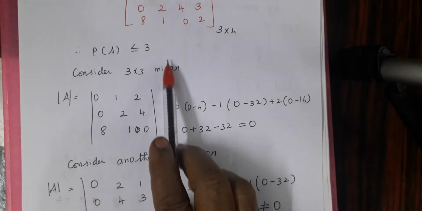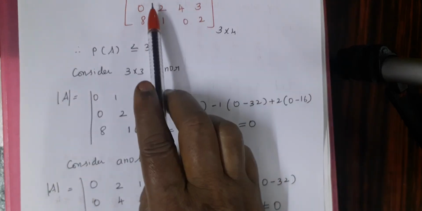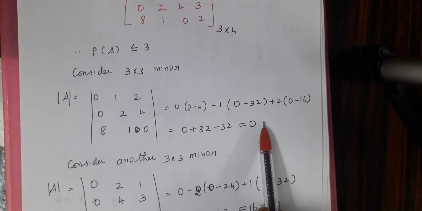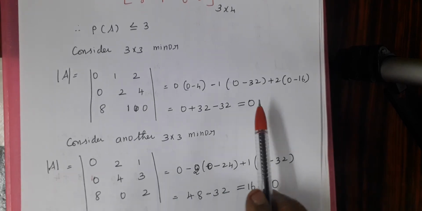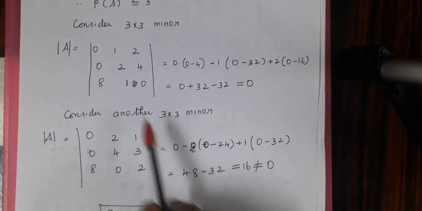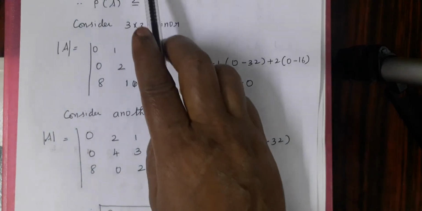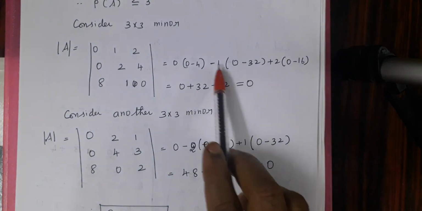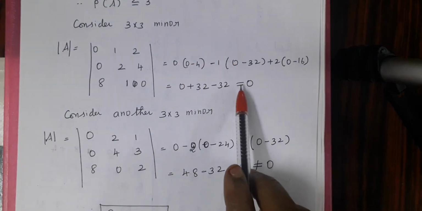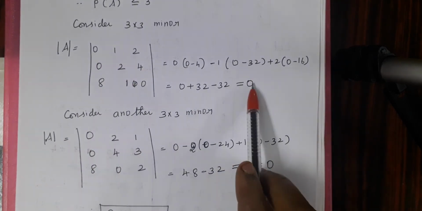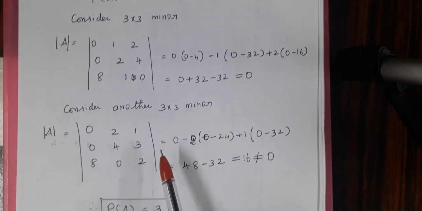One of the 3 by 3 minors in the given matrix is 0. Therefore, we are unable to find the rank. So consider another 3 by 3 minor. Let's see that one. Similarly, you can choose any one of the 3 by 3 minors. Suppose the first determinant value is not equal to 0, then 3 is the rank. Here, the first 3 by 3 minor's value becomes 0. So consider another 3 by 3 minor.